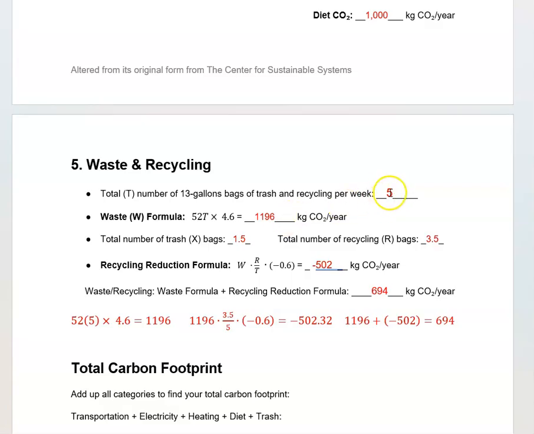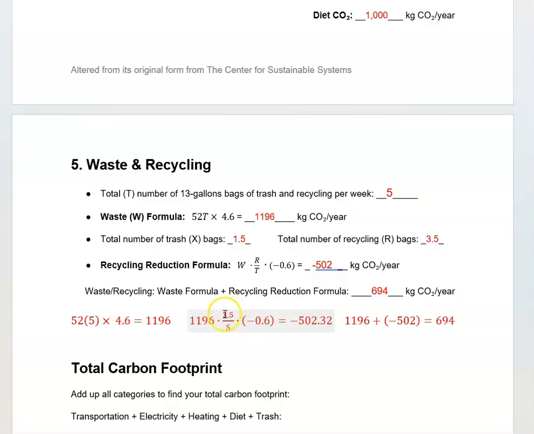But of our 5 bags of trash and recycling, about 1.5 of those bags are trash. We have a very small amount of trash that we put out compared to the recycling that we put out. So 1.5 plus 3.5 is how we get our 5 bags. And so to figure out a reduction, we kind of get a bonus here because we recycle quite a bit. So you have W, which is your waste formula. That was 1,196. That's my waste formula right here.